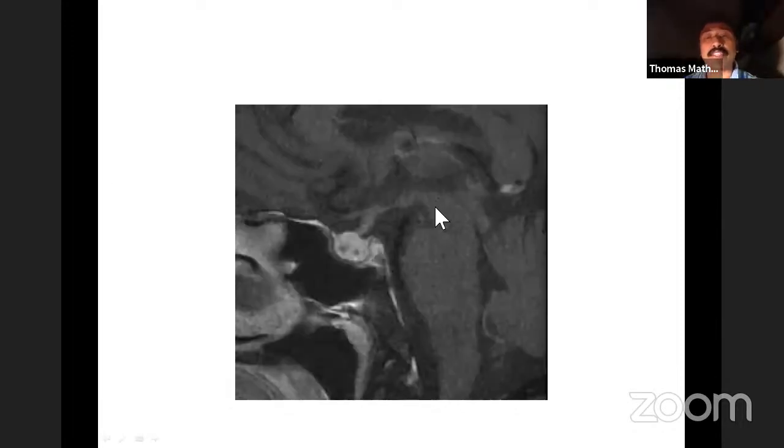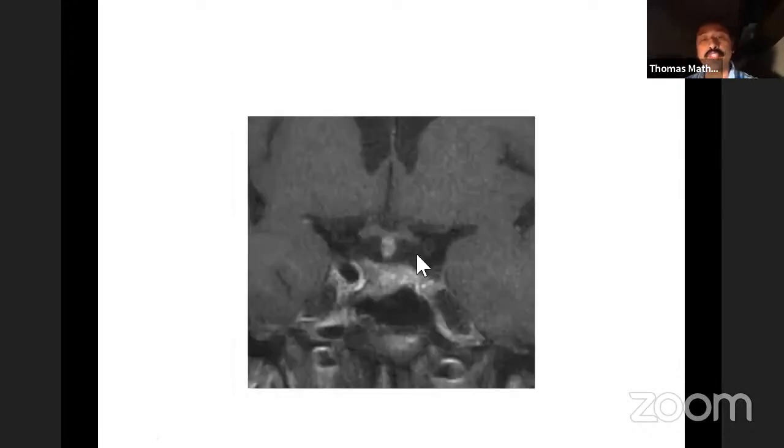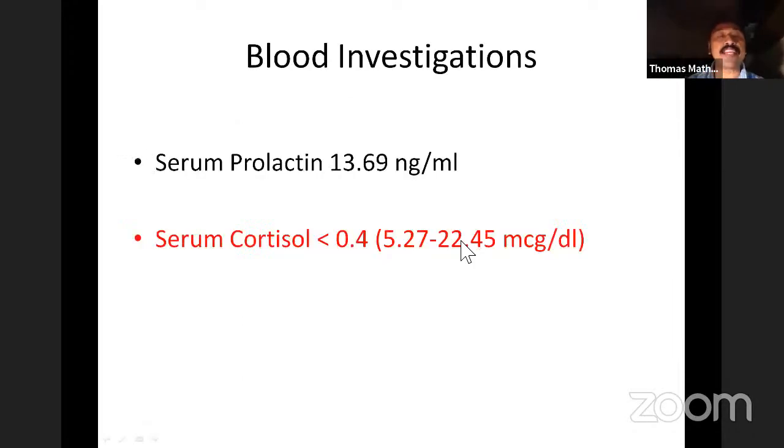So a contrast scan was done and it again shows a bulky pituitary, which is enhancing. And then you can see the stalk, which is also a bit thickened. So this is the stalk, which is thickened, in the coronal cut. We can see that. Other investigations were unremarkable, but because of the extreme tiredness and the pituitary swelling, we did a hormonal profile. Prolactin was normal, so there was not a prolactinoma.